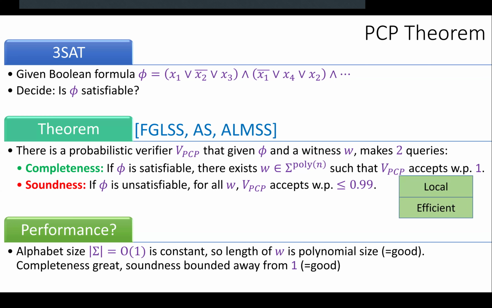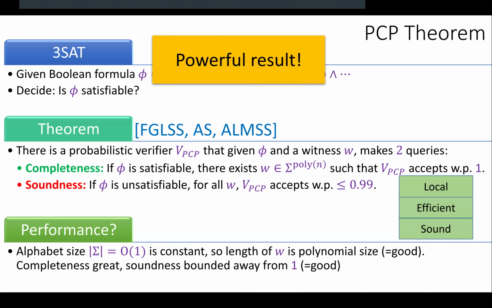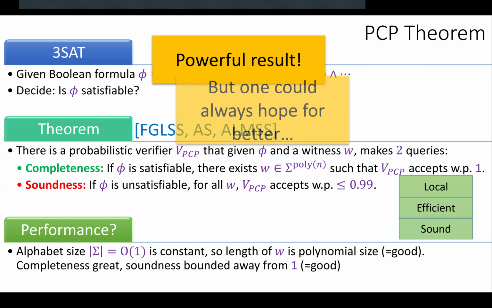And as I said, we achieve locality and efficiency. And it's also sound, like the previous one. And it's a very powerful result. Right? You can start with this theorem and then prove a bunch of hardness of approximation results. It's really useful. But once you have that, you can always hope for better. And indeed, when you look at applications, you start seeing what parameters play what role and what exactly you want to improve.